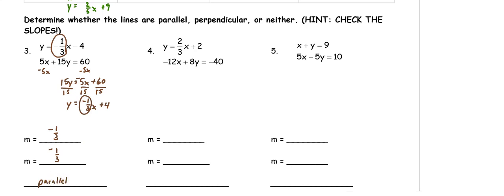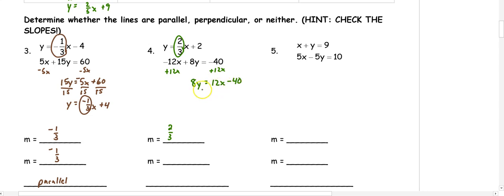In number 4, my slope is 2/3. So then in the next equation, I need to solve for y first. So I'm going to add 12x to both sides. 8y equals 12x minus 40. And I'm going to divide by 8. Y equals, when I reduce this, 3/2 x minus 5. So my slope here is 3/2. Now, while this is a reciprocal, they do not have opposite signs, so it can't be perpendicular. This is a neither.